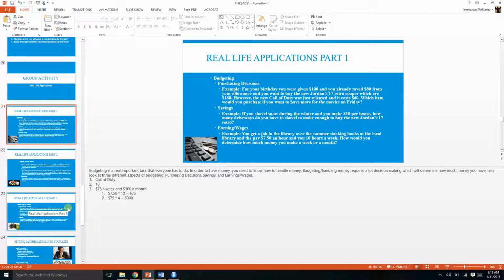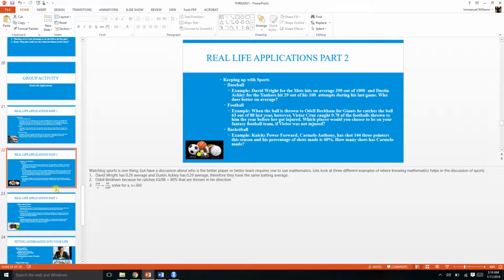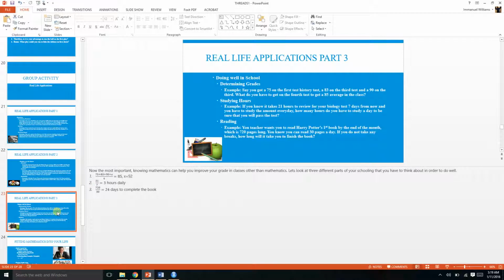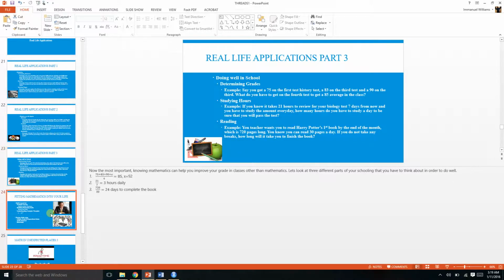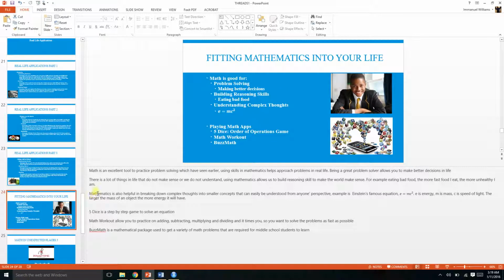And so that's what you have to get the students to think along that process, that even in day-to-day routines, you still need to have a background in mathematics to solve real life problems. Okay, so that's done for budgeting, keeping up with sports, similar thing, and then also doing well in school. And then this is one of the biggest things, is fitting mathematics in your life.